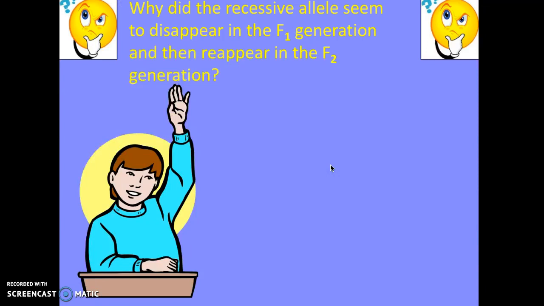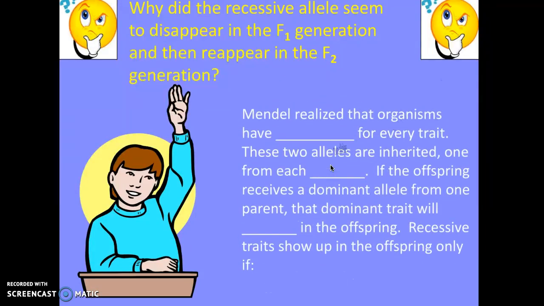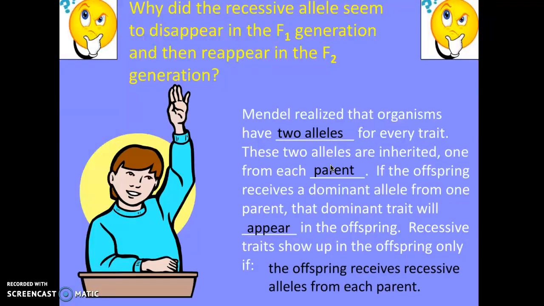So why did the recessive allele disappear? Mendel realized that organisms have 2 alleles for every trait. These 2 alleles are inherited, one from each parent. If the offspring receives a dominant allele from one, then that dominant allele will appear in the offspring. No doubt about it. Recessives are only going to show up if the offspring receives a recessive allele from both parents. So in that tall short example that we did yesterday, anything that saw that tall in there anywhere is going to be a tall plant. But the short would be short.